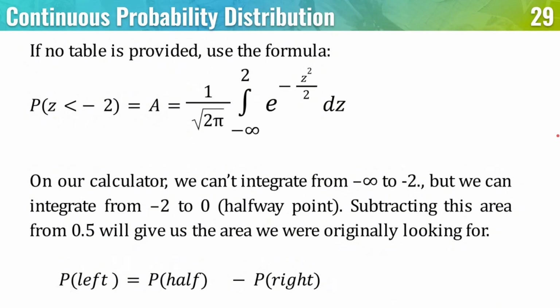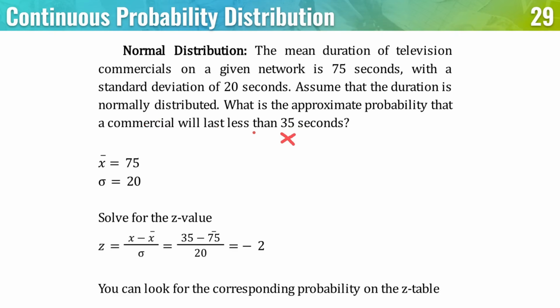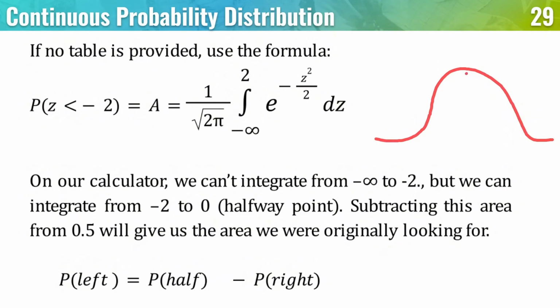Well, the explanation for that is on the bell curve, we are solving for the probability of x being less than 35, right? We found that the corresponding z value for that is negative 2. So on the bell curve, we have this line to represent negative 2, and everything to the left of it is what we are looking for. Now you can do this by integrating from negative infinity to negative 2.